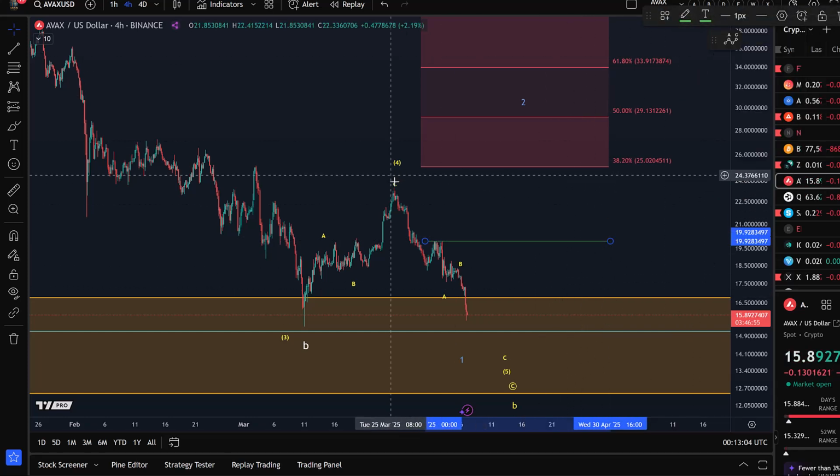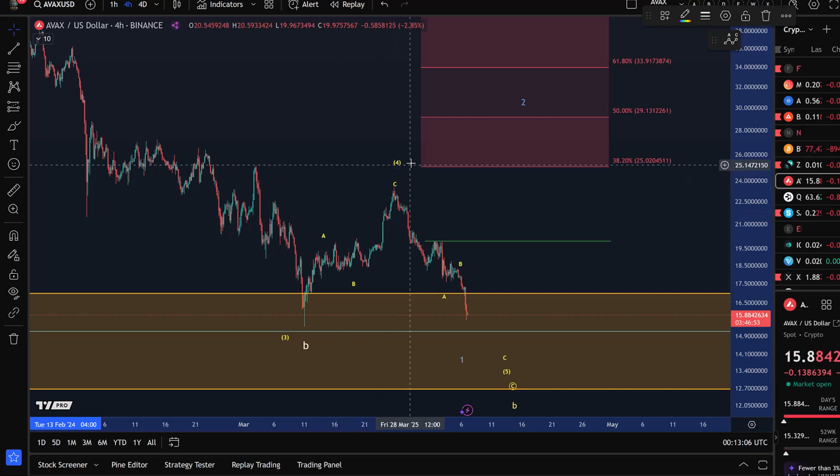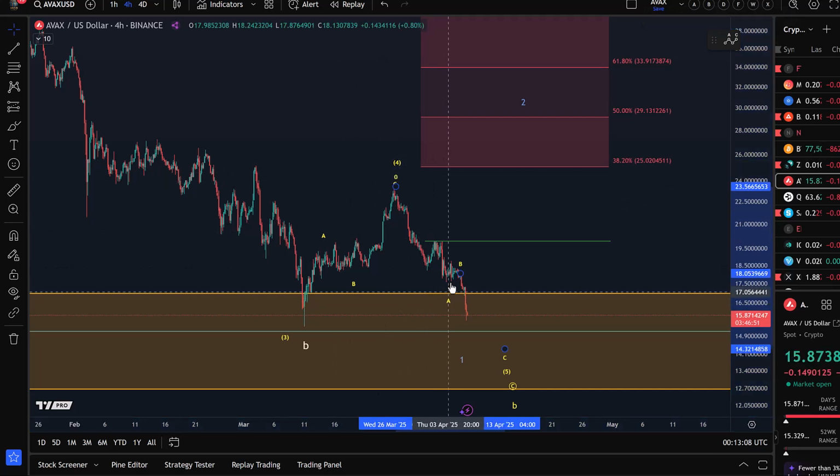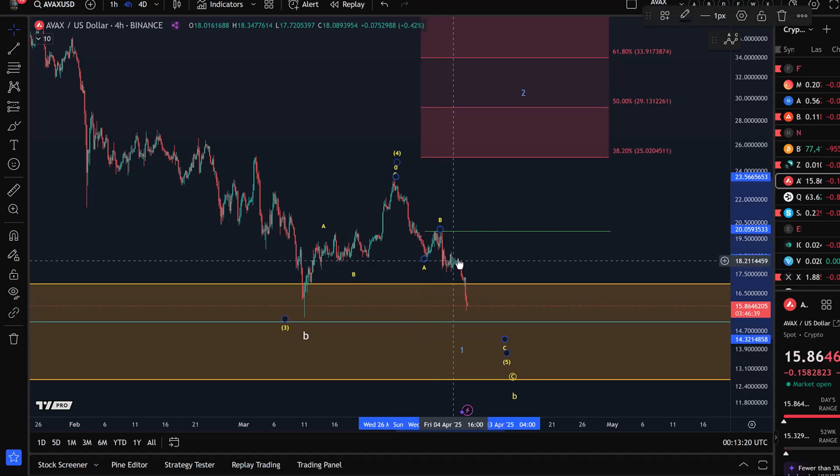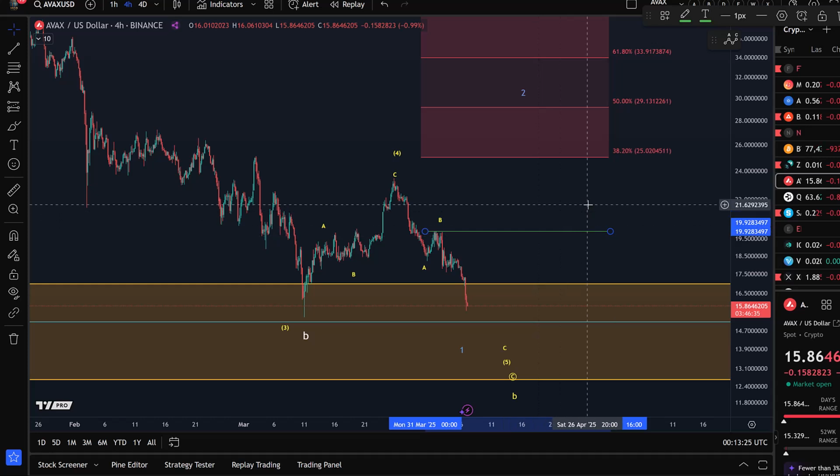Because the microstructure isn't very clear, but I would say the A wave could have been a 5-wave move. So I'm not sure if the A wave finished here or here. Might even be that. And then this is 1, 2, 3. Might need another 4, 5. But that's why that line needs to be broken. That's the April high, 1990. So as long as we stay below that, downside pressure is high.